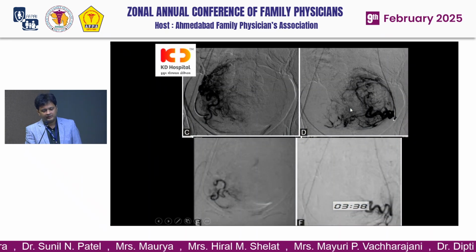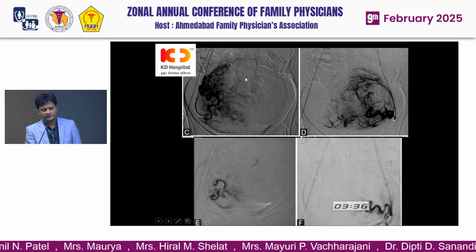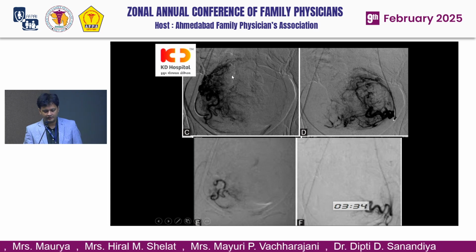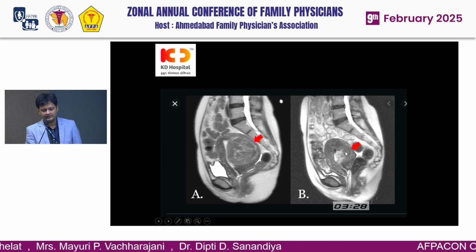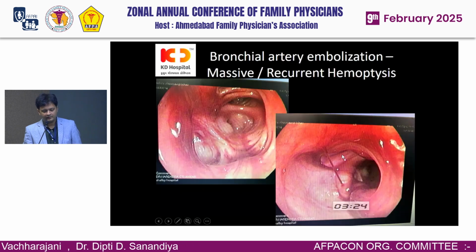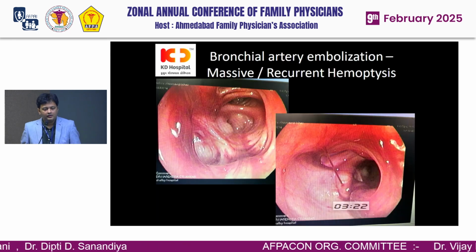We can do the same thing for uterine fibroid also. This is a large uterine fibroid which is showing hypertrophied vessels, and this is a pre and post image. This is a pre-embolization uterine fibroid MRI, and post embolization after 3 months you can see the fibroid is completely necrosed. So you can basically preserve your uterus.